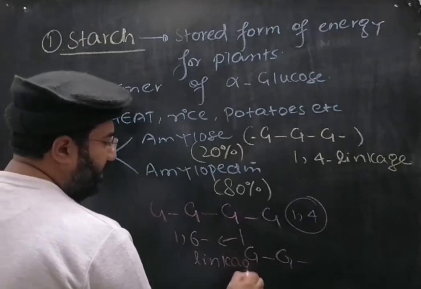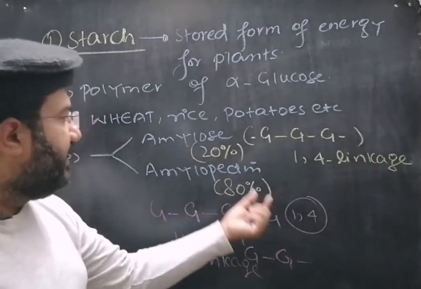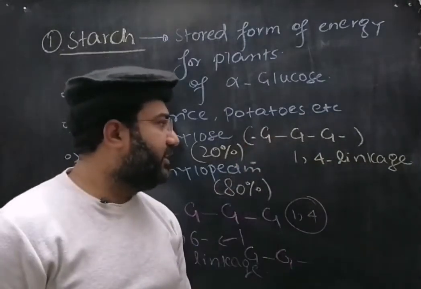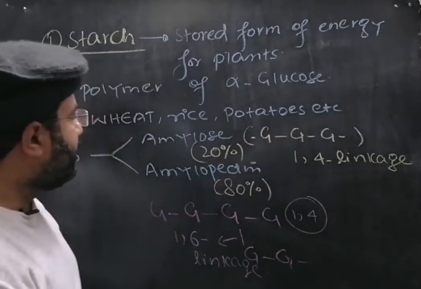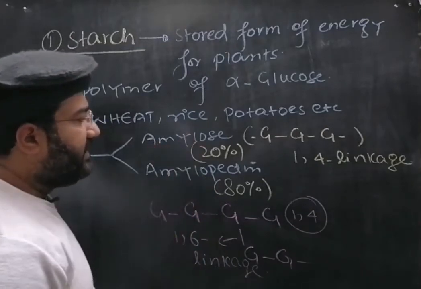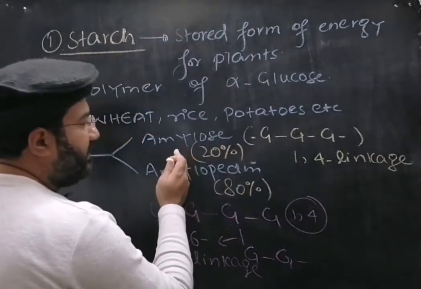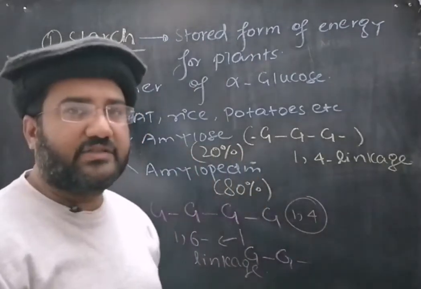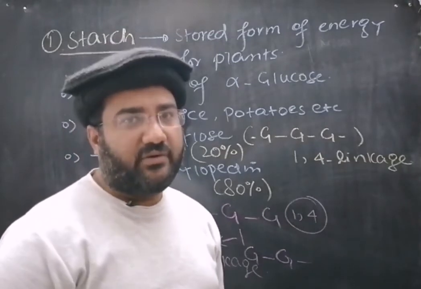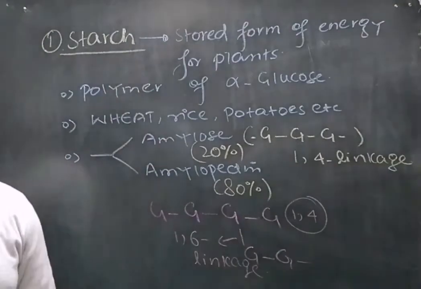So in amylopectin, the 1,4 and 1,6 glycosidic linkages are present, and in the case of amylose, only 1,4 linkage is present. Amylose is the water soluble form of the starch, while amylopectin is the water insoluble form. And keep in mind that amylose gives blue color with the iodine solution, while amylopectin does not give any color with the iodine solution. So this was a slight discussion about the starch.